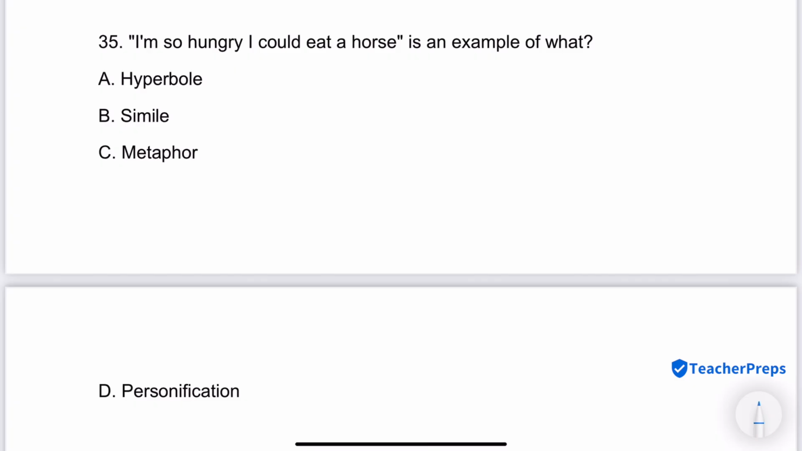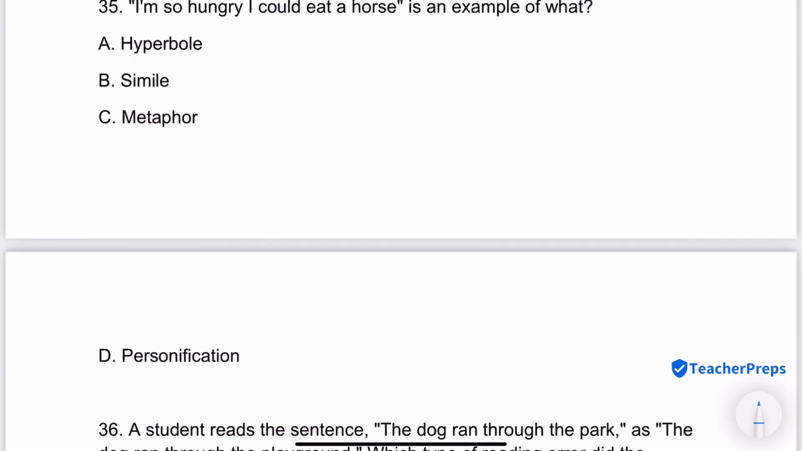I'm so hungry I could eat a horse is an example of what? So some of these words are kind of long and we don't use them too often in spoken English. So yeah, the refresher can be really nice. And we can remember that hyperbole is really just a fancy word for extreme exaggeration for effect. So nobody is going to actually eat a whole horse. Hyperbole is an over the top way of saying, hey, I'm hungry. So we're going to go with option A.